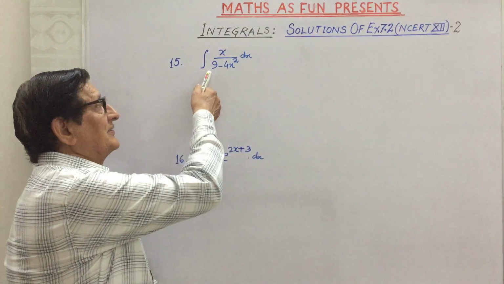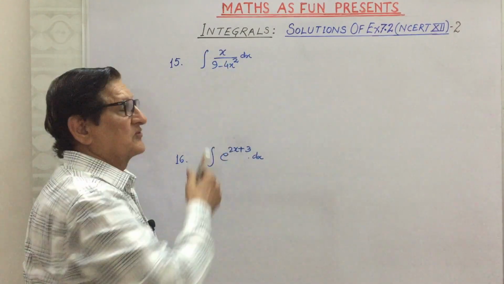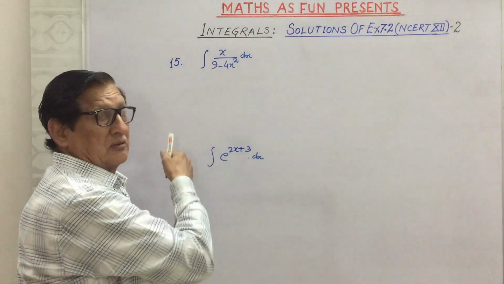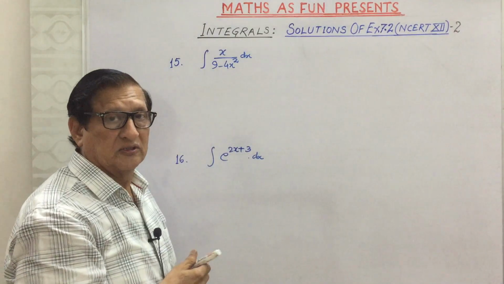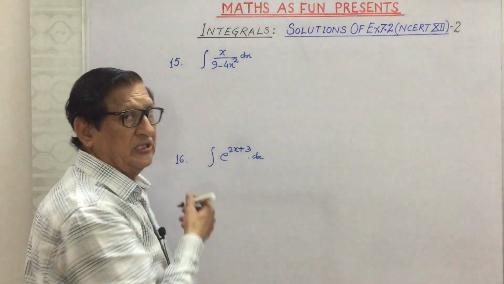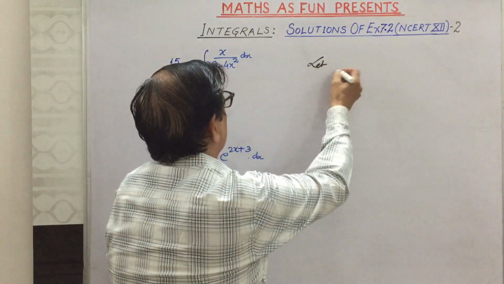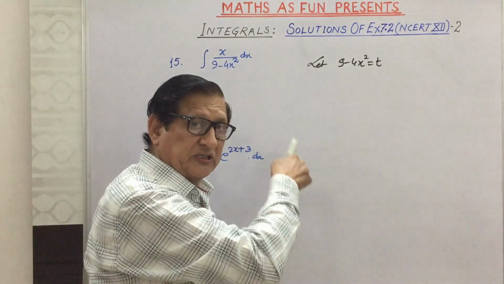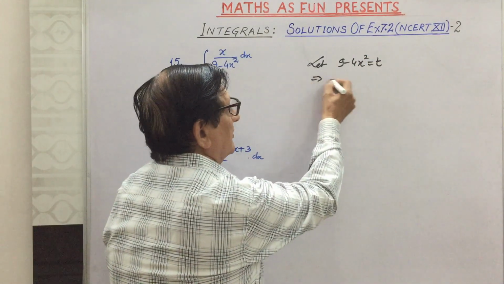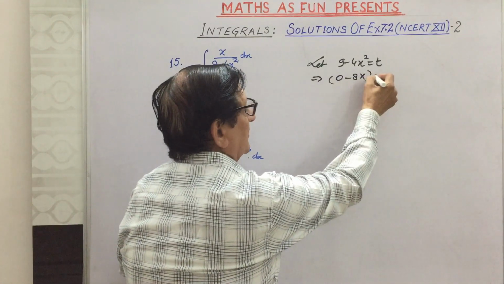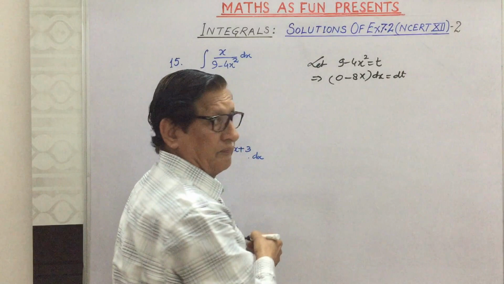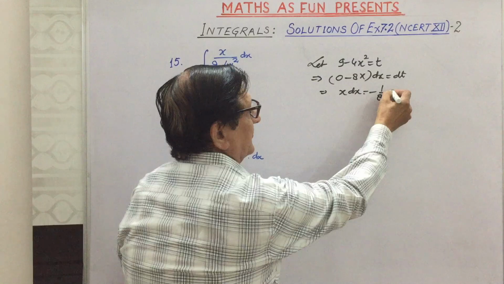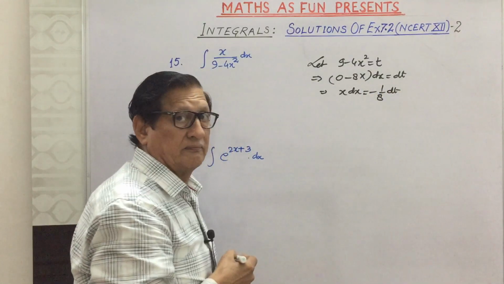Question number 15 here is integral of x upon 9 minus 4x square. And we know derivative of x square is 2x and that of 9 is 0. So we can consider this particular function as t. So we consider 9 minus 4x square as t. Differentiating with respect to x, we are getting here 0 minus 8x dx is equal to dt. To find the value of x into dx, we are getting this is minus 1 upon 8 into dt.